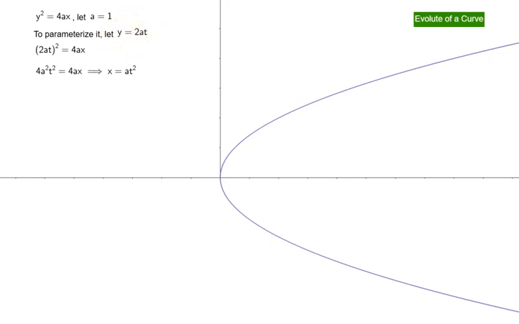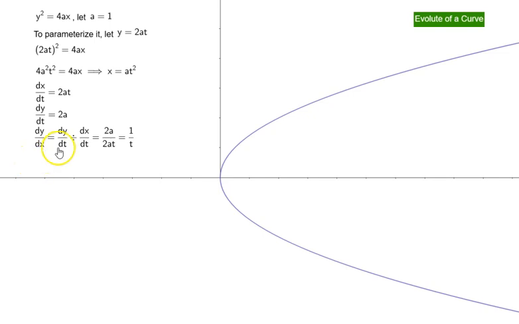Now let's differentiate x with respect to t. So we get dx by dt is equal to 2at. Now we differentiate y with respect to t. We get 2a as dy by dt. But remember, what we are interested in is dy by dx. So we use these two to evaluate dy by dx.